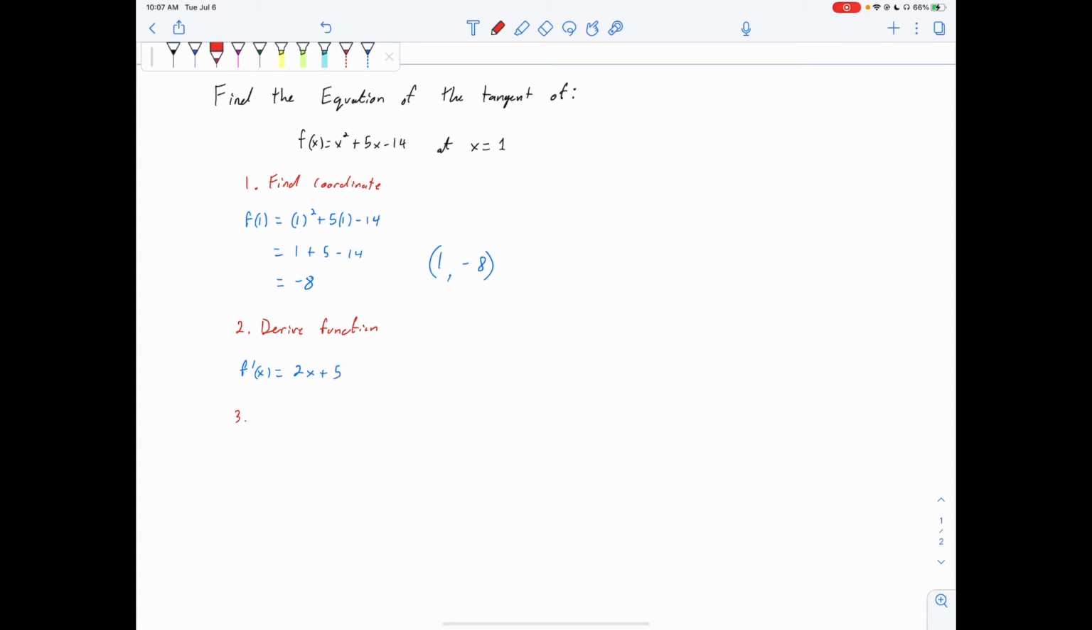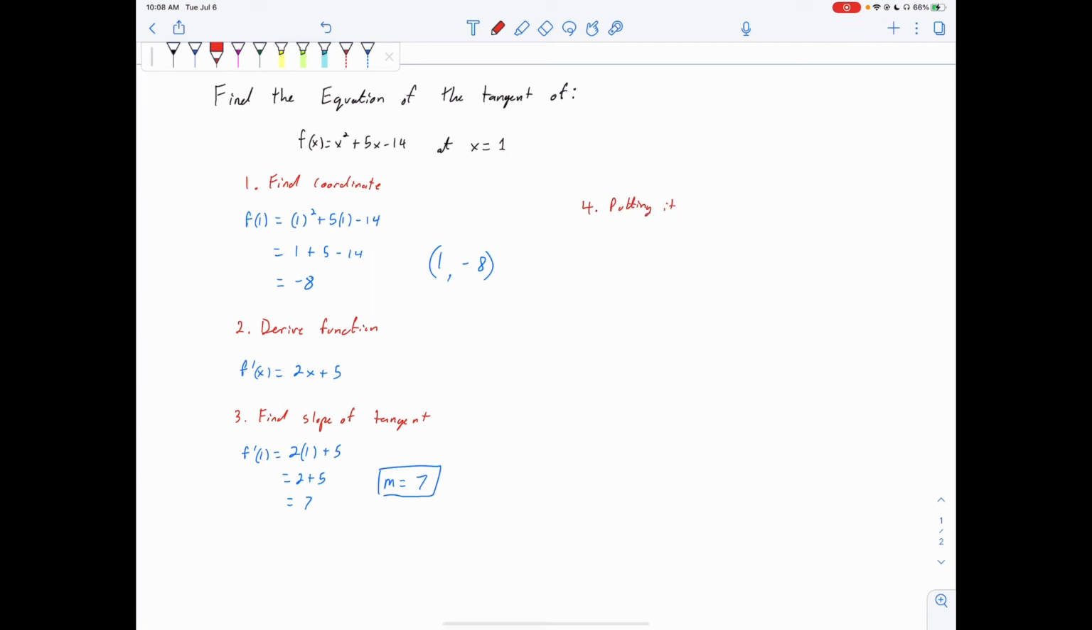Step 3 is to find the slope of the tangent. And how do we do this? Well, we always find the slope, or the IROC, you can think about it that way as well, by plugging in whatever x value we're working with into the derivative. So it's going to be f prime of 1 is equal to 2 times 1 plus 5. This is going to be 2 plus 5. That equals 7, which means we now know our m for our tangent, our slope, is equal to 7, right?